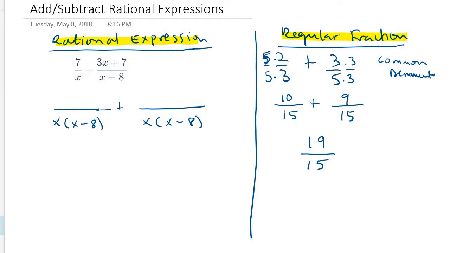Now the next thing is we're trying to change the denominator of the left side to look like x times x minus 8. So if you inspect this, the way to change this x to become x times x minus 8 is to multiply by x minus 8. It already has the x. See, the x is already there. So what is missing is the x minus 8. That's what we're going to multiply the numerator and the denominator by.